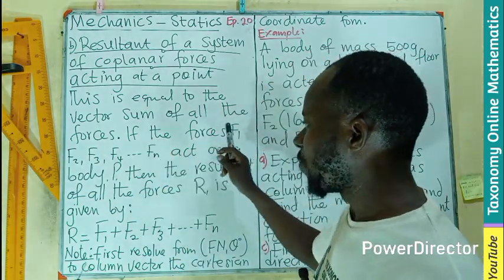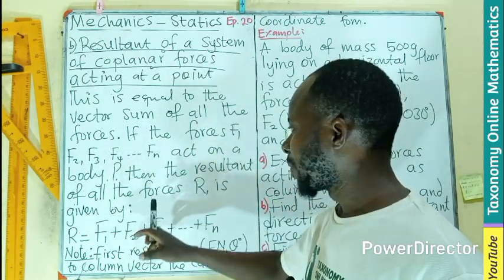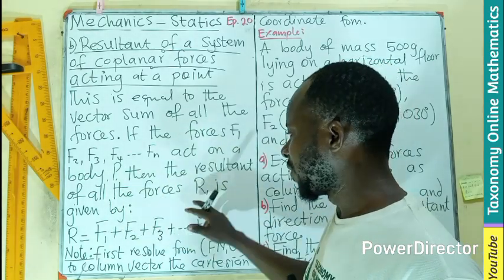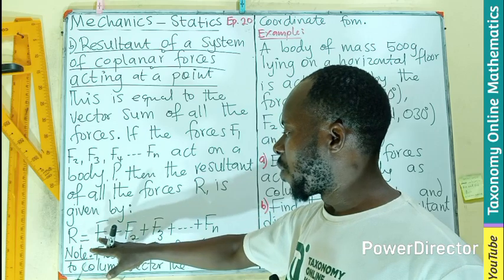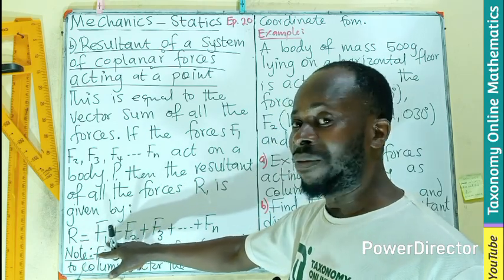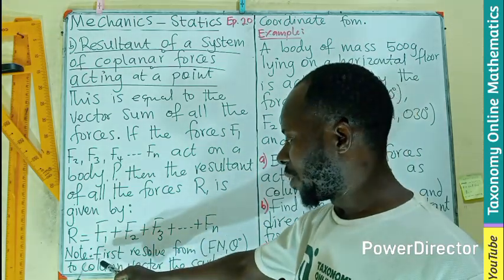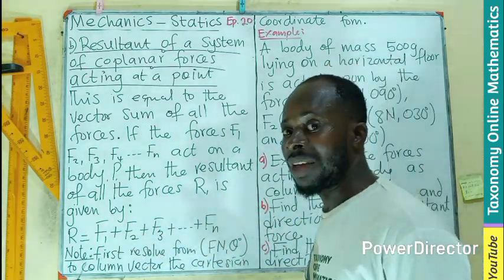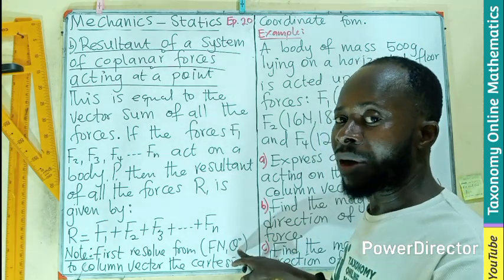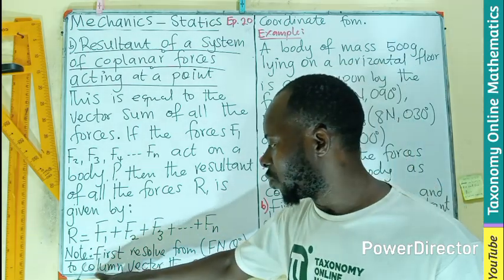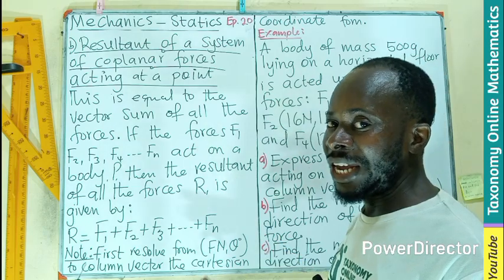So if the forces F1, F2, F3 to infinity act on a body P, then the resultant of all the forces R is given by the vector sum: vector force 1, vector force 2, adding all of them together. Then note, first resolve if the force is given to you in magnitude-bearing form. You must resolve into a column vector, or into Cartesian coordinate form. That is the idea we are going to be dealing with.